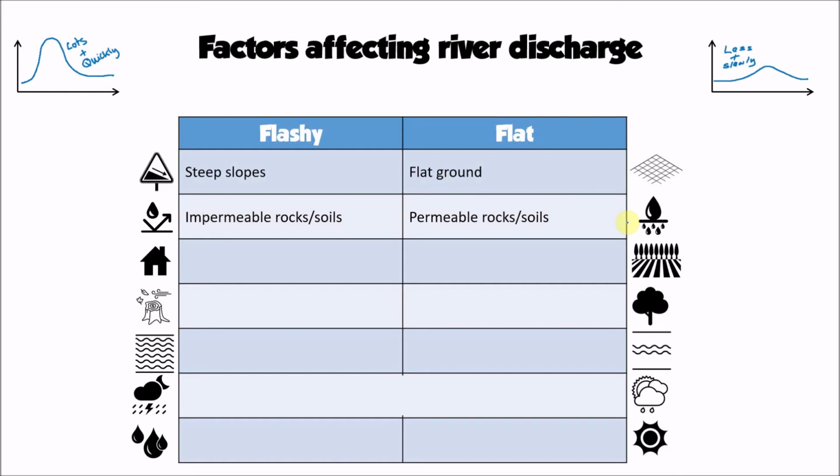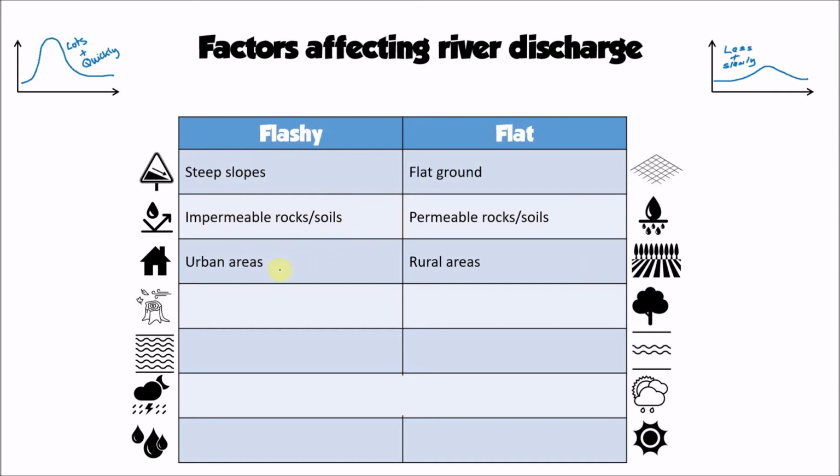The land use around the river can also make quite a significant difference. So where we have urban areas, we tend to find flashy hydrographs. That's because urban areas are covered in lots of impermeable surfaces. Concrete and tarmac and roof tiles, they all encourage lots of surface runoff. Whereas in rural areas, where we perhaps have farmland and fields and trees, we're encouraging much more infiltration of that water.